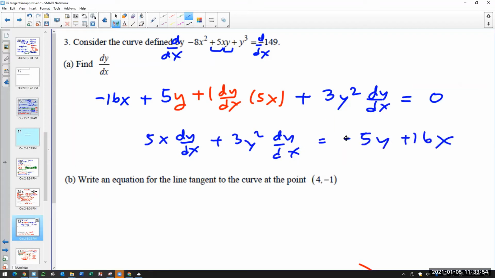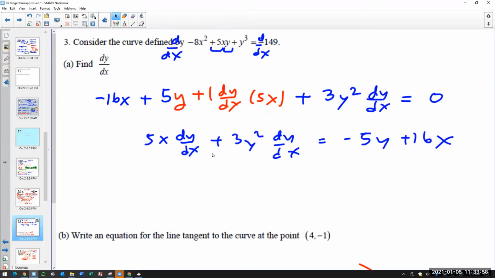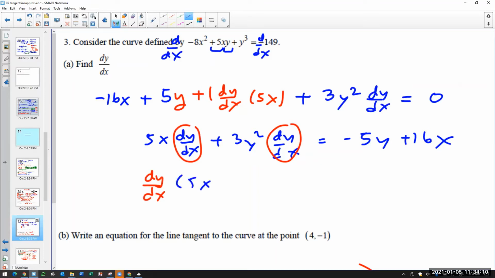But you have to use real algebra. Okay. You can't use the fake stuff. So if you change the side, you need to change the sign. All right. I have 2 dy dx's here. So my goal is to get dy dx by itself. And if I do that, what happens is I isolate it. I factor it out. Okay. And I have something that looks like this.